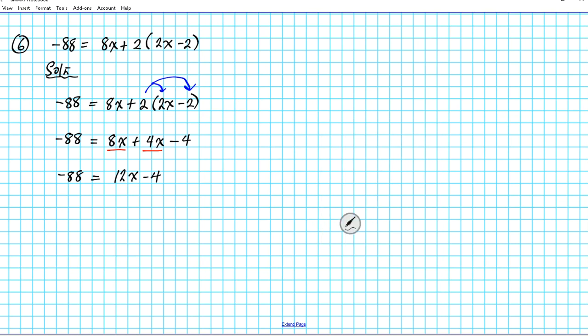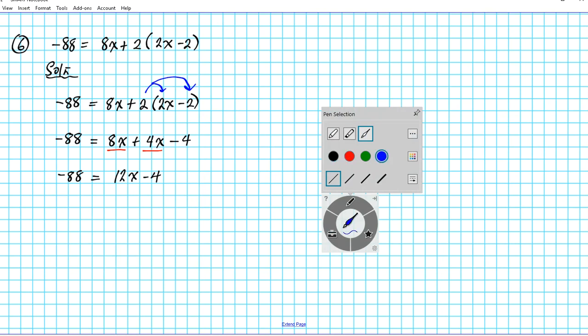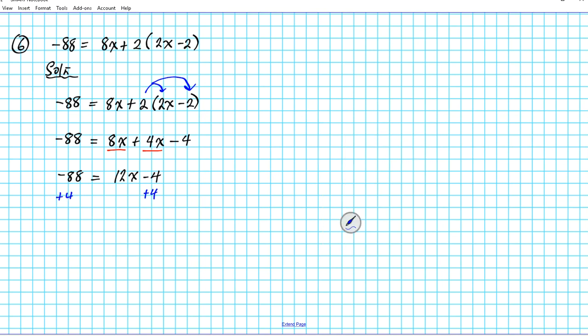Now to get x isolated, we're going to carry out two steps. Namely, we are going to add 4 to both sides to get rid of this negative 4, and then divide by 12 to get rid of that coefficient right there. Alright, so let's get started. Let's add 4 to both sides of the equation.